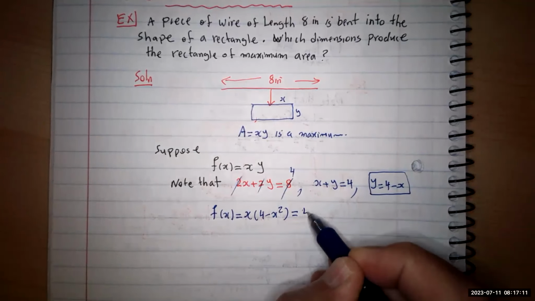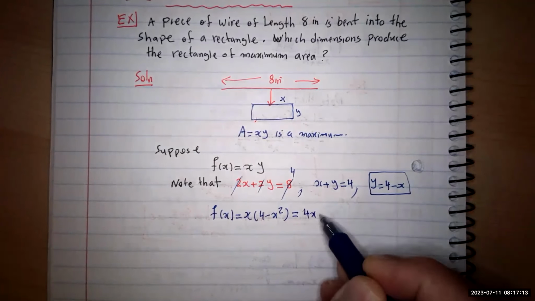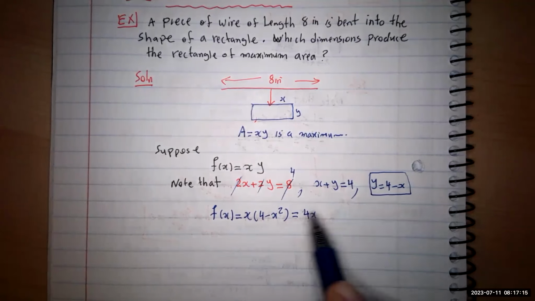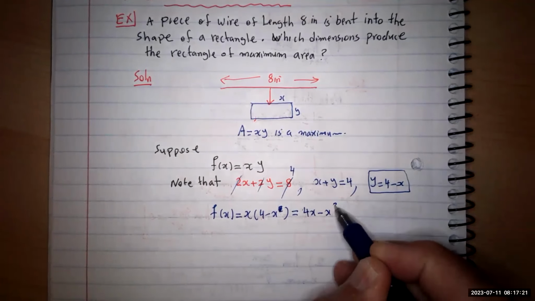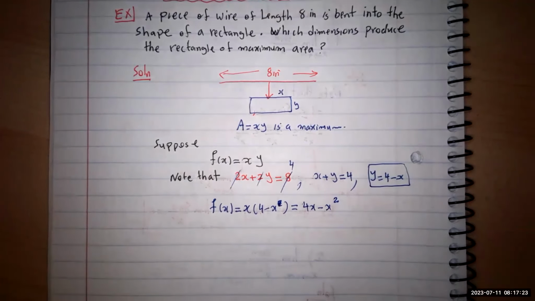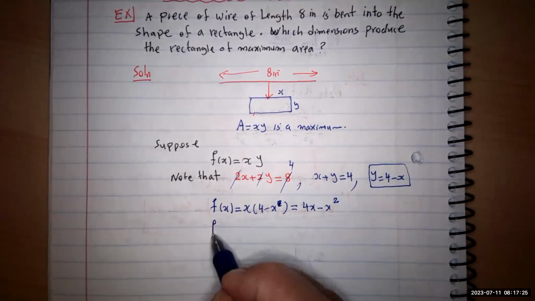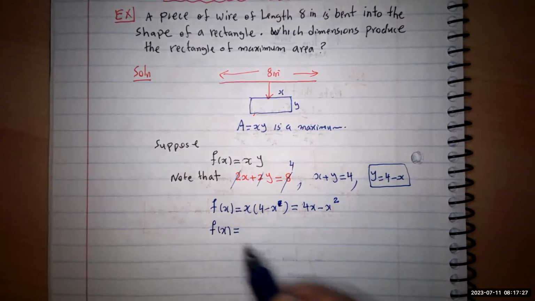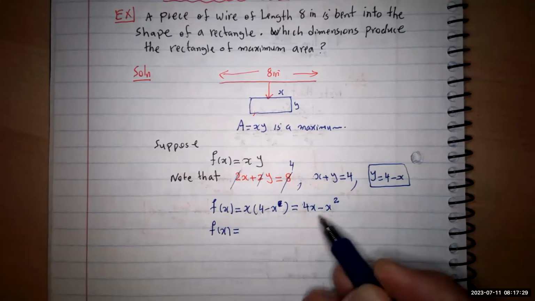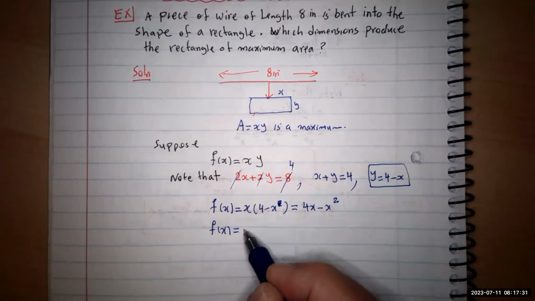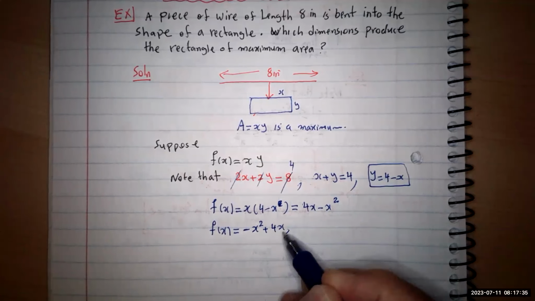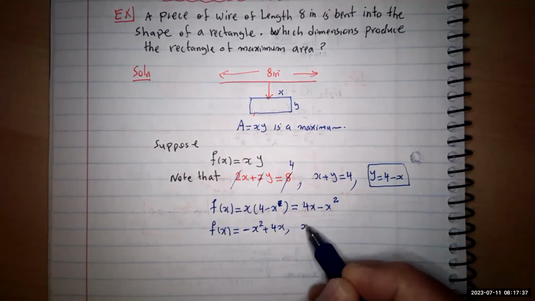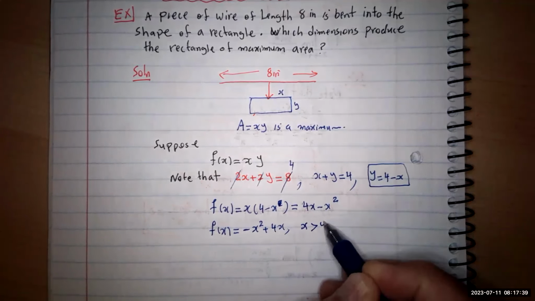Okay, you distribute it, that gives you 4X minus, sorry, it's 4 minus X. Distribute that, it gives you 4X minus X squared. This is it. So we have a function. This function f of X is going to be equal to this as is, or we can change it into negative X squared plus 4X. And the restriction on X is the dimension, so X must be positive.